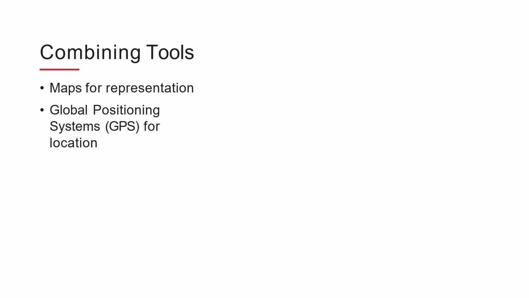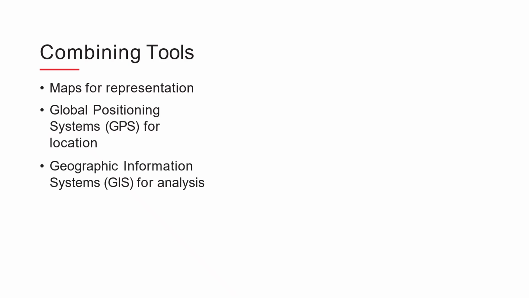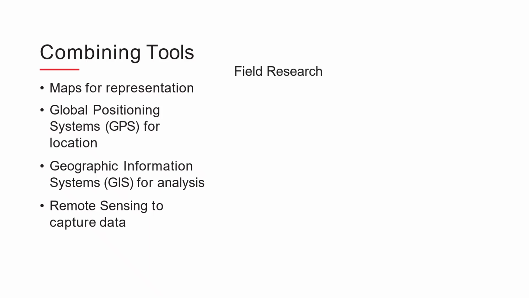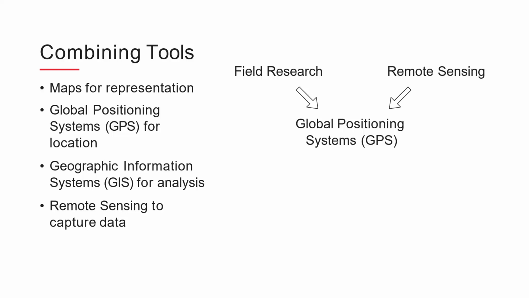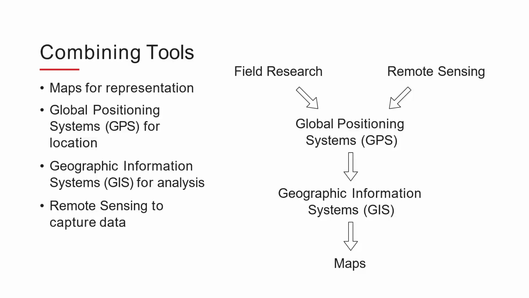So to recap, geographers use maps for representation, GPS for location, GIS for analysis, and remote sensing for data collection. And these tools often work together. If we're physically in the field, we can use a GPS device to record the location of an observation. If we're not physically there, we can use remote sensing to capture data, and this relies on GPS also. All of that information, so geodata, can go into a GIS database for analysis and then to produce a map sharing our results.